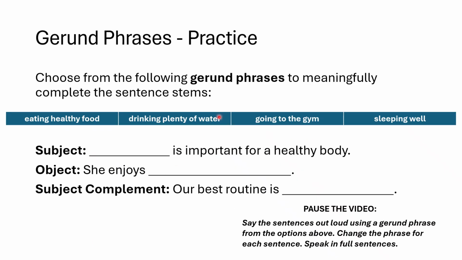Choose from the following gerund phrases to meaningfully complete the sentence stems. Eating healthy food, drinking plenty of water, going to the gym, sleeping well. As the subject of a sentence, is important for a healthy body. As the object of a sentence, she enjoys. As the subject complement, our best routine is.